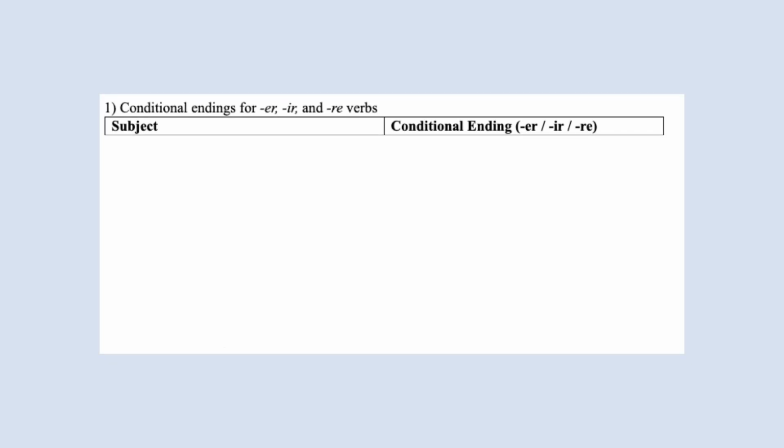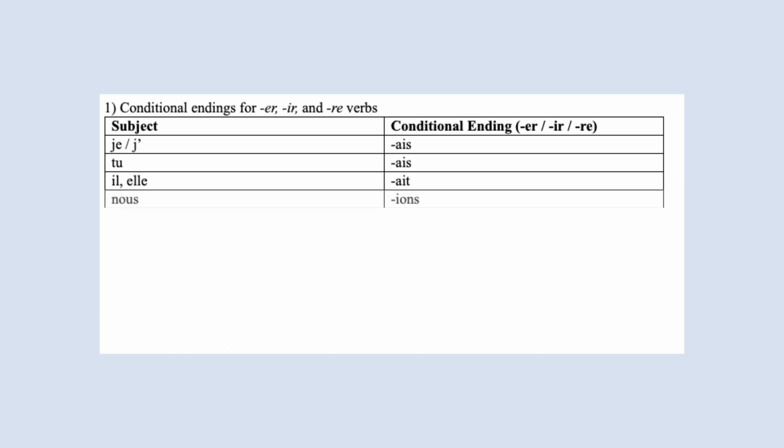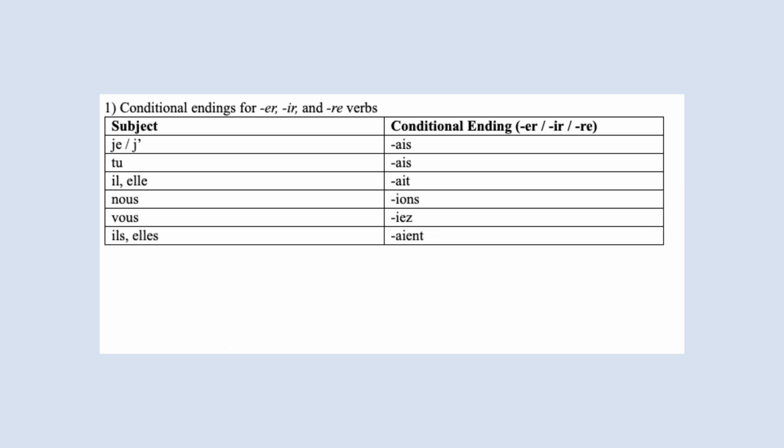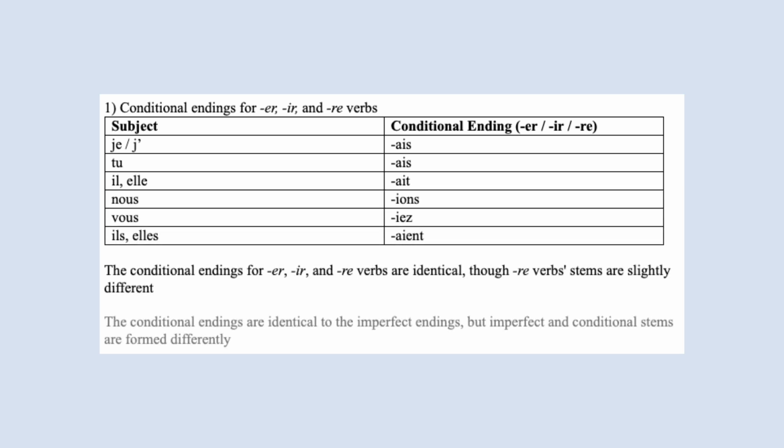All three verb groups share one common set of conditional endings: ais, ais, ait, ions, iez, aient. And the conditional endings are identical to the imperfect endings, but as we know, the imperfect and conditional stems are formed differently.